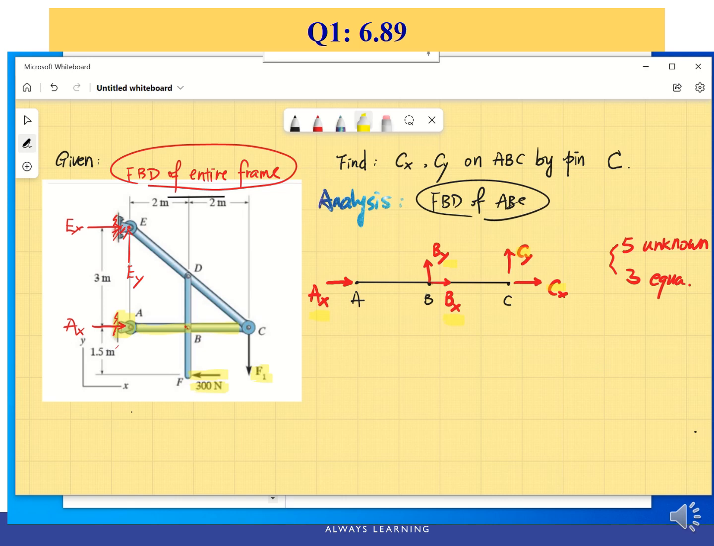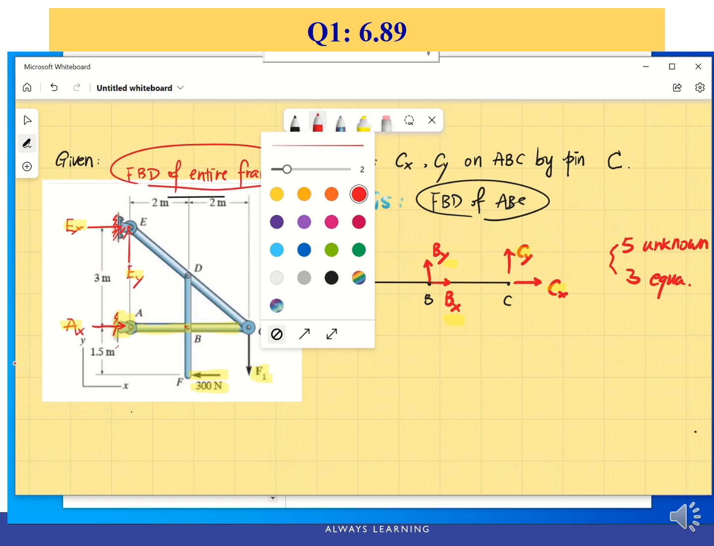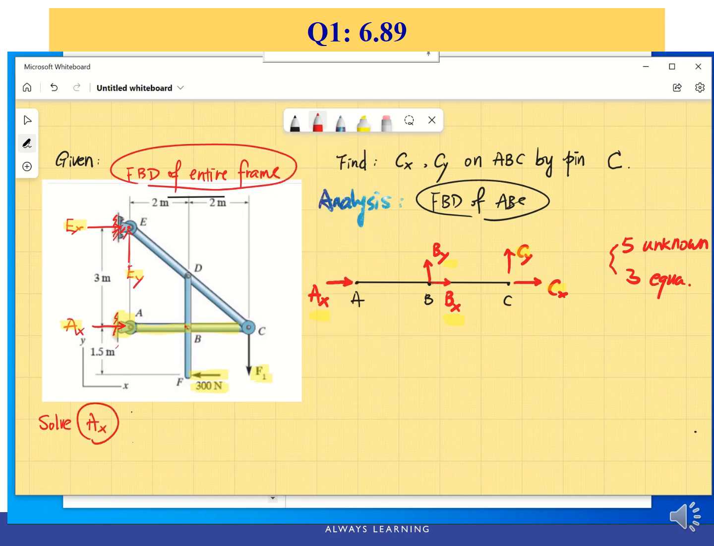For the unknowns, how many do I have? 1, 2, 3, right? 3 unknowns. But do we need to solve all of the unknowns? For now, I think probably we don't. So, from the free body diagram of the entire frame, we can solve AX. After we solve the A of X from the entire frame, we can say, okay, this is now solved.